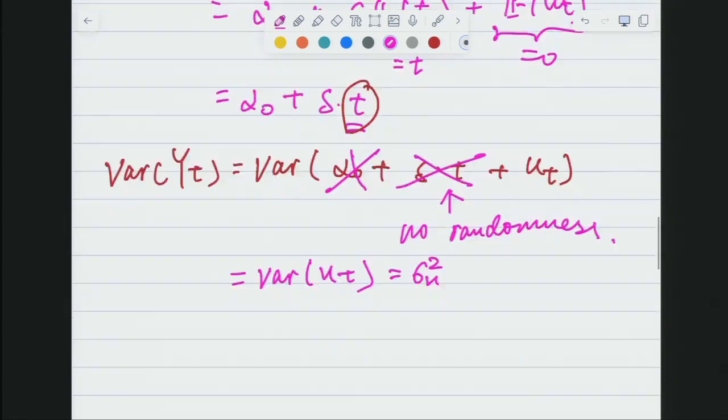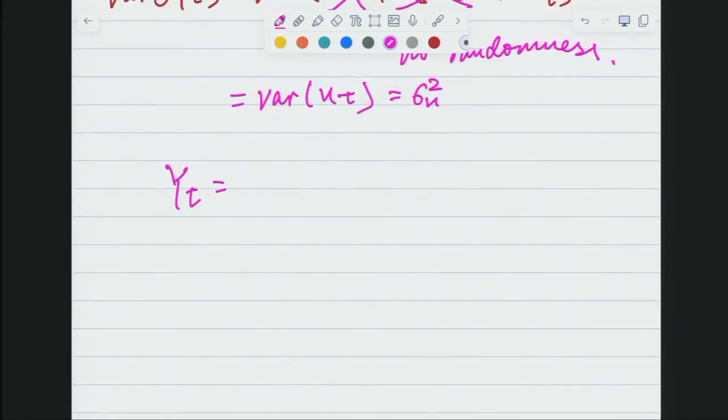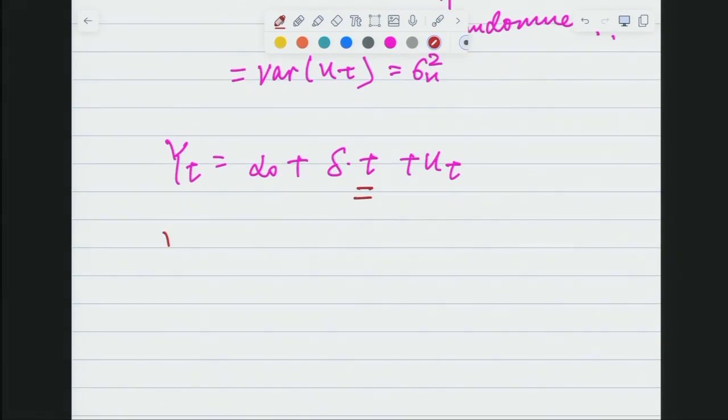So the yt, which is equal to alpha naught plus delta times t plus ut, is not stationary due to the time index t directly entering the model specification. Okay, but imagine if we subtract the time trend from y. Okay, and this, let's call it zt.